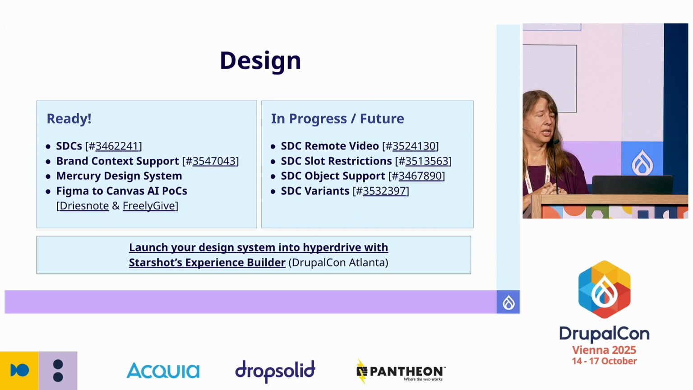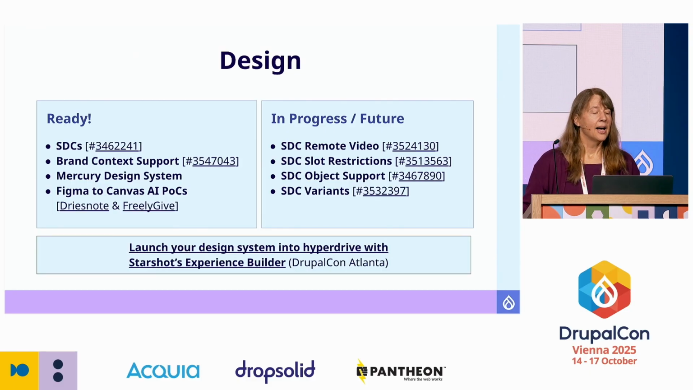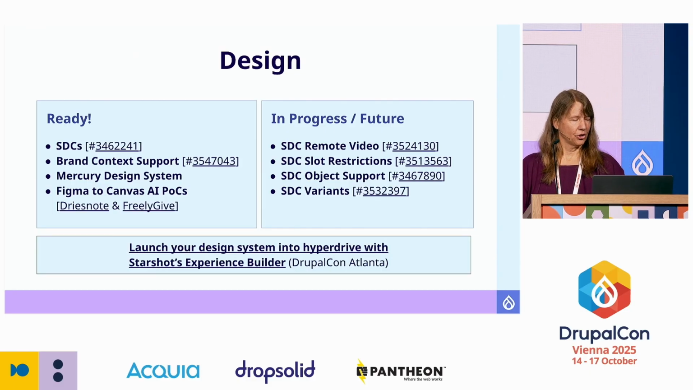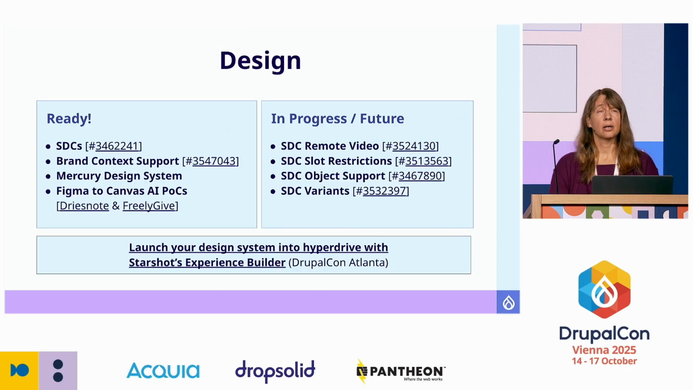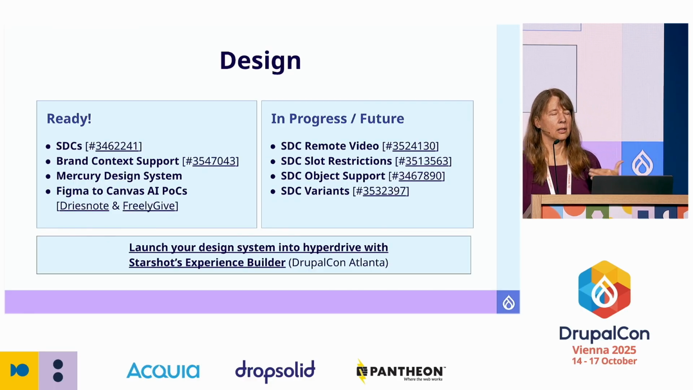So yeah, SDCs, single directory components, work great in Canvas, and Mercury is available. And then we saw the demo about Figma to Canvas. So if you're a designer and you're interested in Figma and getting stuff over, that was a really cool proof of concept. There's also Freely Give. I'm not sure if Jamie's here, but yeah. So there's a lot of proofs of concept that have happened with AI to get stuff from Figma to Canvas. And also for SDCs, there's more and more support being added regularly.